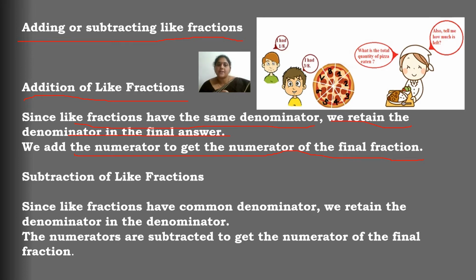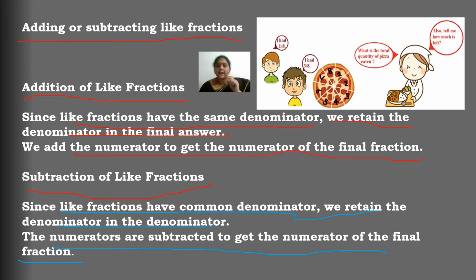Now, subtraction of like fractions. How to subtract like fractions? Since like fractions have a common denominator, we retain the denominator in the final answer. The numerators are subtracted to get the numerator of the final fraction.